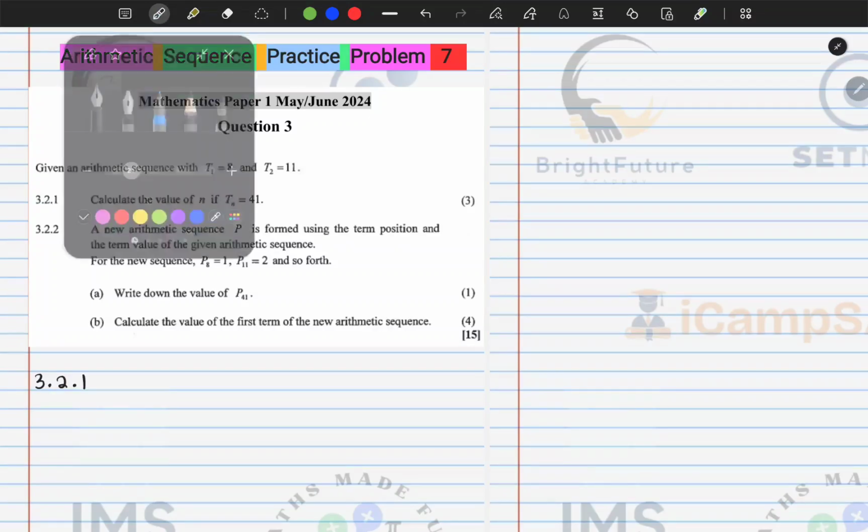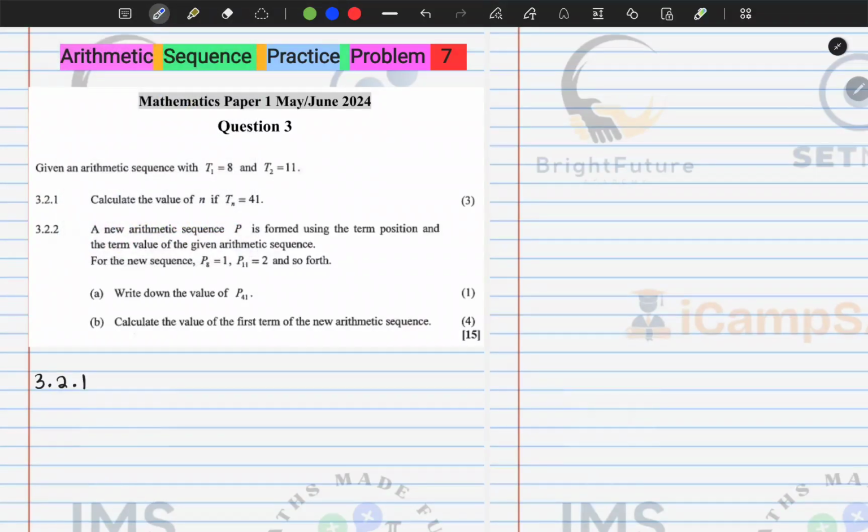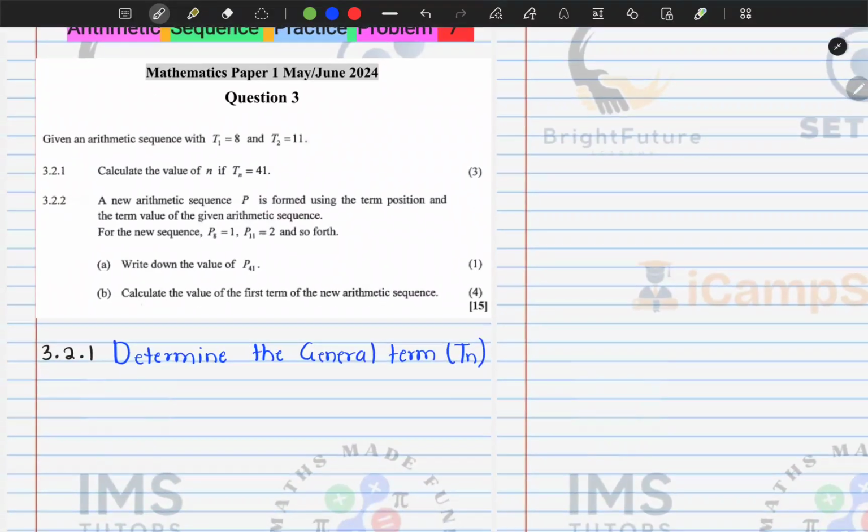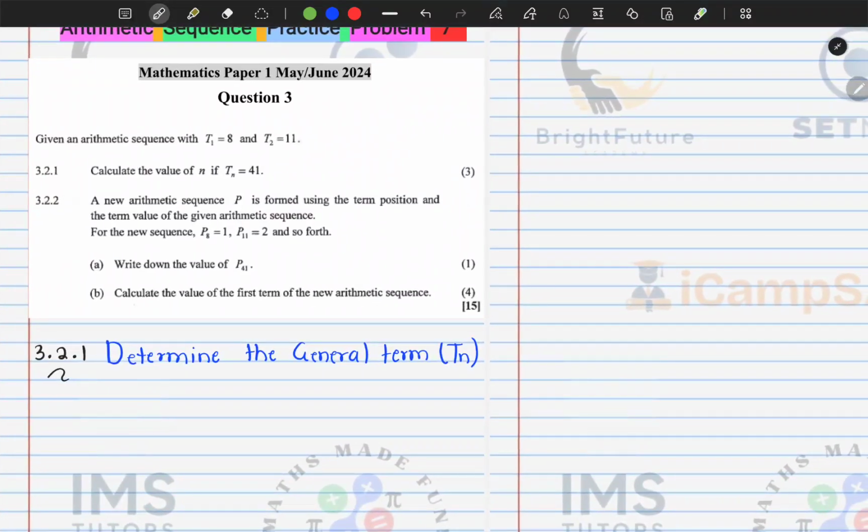So what you should be able to see is that for us to determine what n is, we need to start by finding Tn. So we need to determine the general term first. And how we are going to determine this general term, we'll use what we are given here. So we are told that T1 is 8, and we know that T1 is always equal to A. And then we are also told that T2 will be equal to 11.